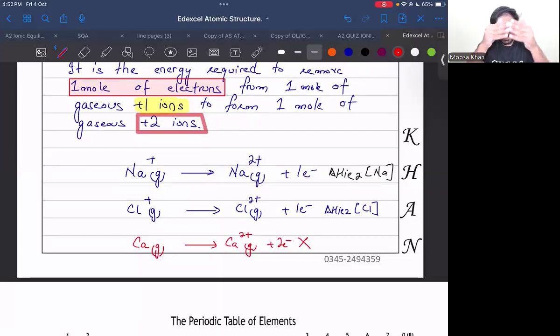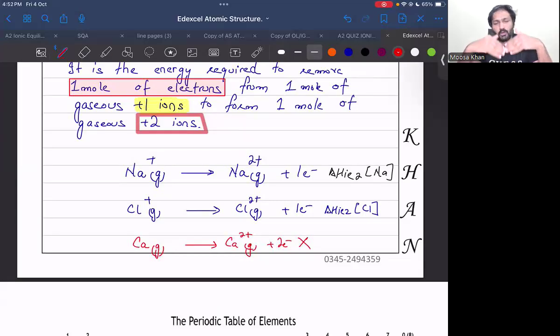Let's say a calcium atom forms a calcium 2 positive ion. It is not like it just directly forms a calcium 2 positive ion. First it loses 1 electron, then it loses the other electron. So we need to know what energy changes are involved at each stage. When the calcium forms a plus 1 ion, how much energy is involved? And when the calcium forms a plus 2 ion, how much energy is involved? Which gives us a better picture of a chemical reaction.